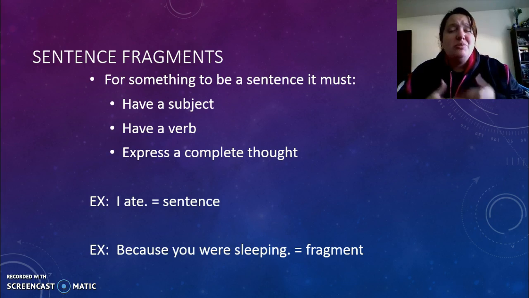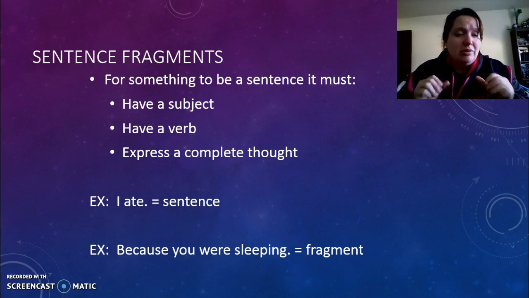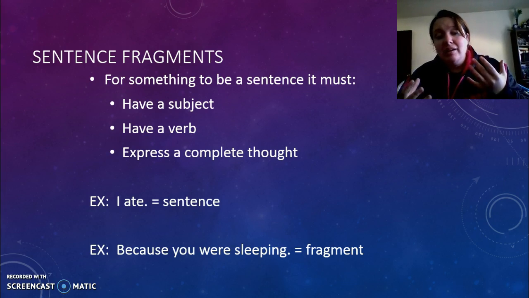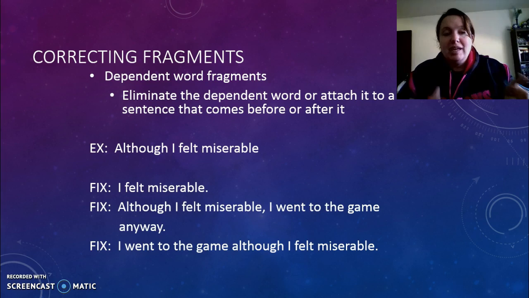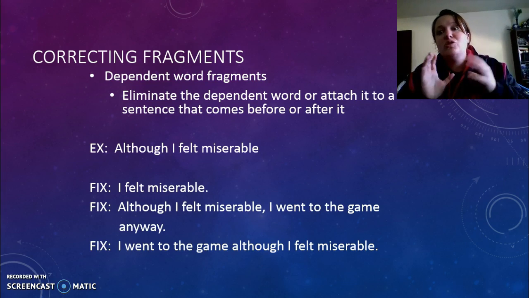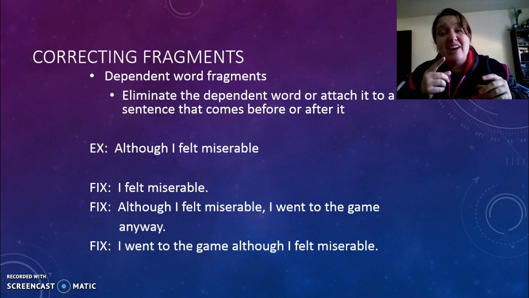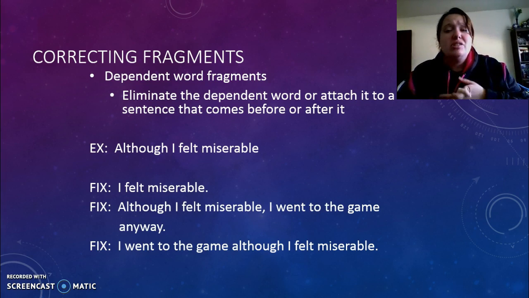Alright, so sentence fragments. We've already kind of talked about those when we talked about clauses. For something to be a sentence, it has to have a subject, a verb, and a complete thought. But sometimes we have dependent word fragments. Those are those subordinating conjunctions. The easiest way to fix these is to just take out that subordinating conjunction. So if you say although, because, anything like that, take it out.